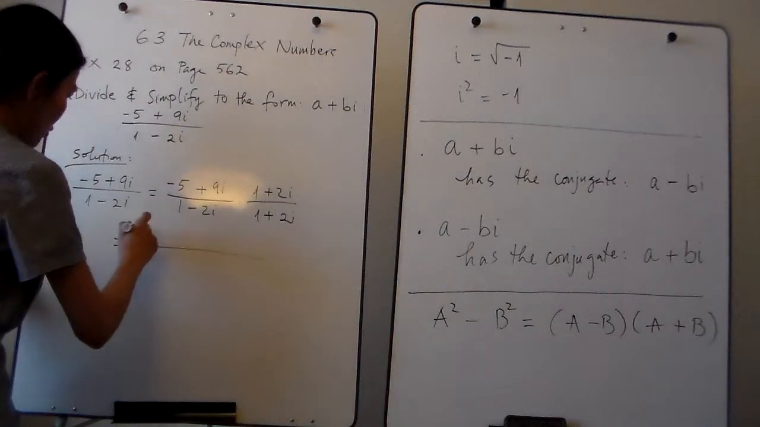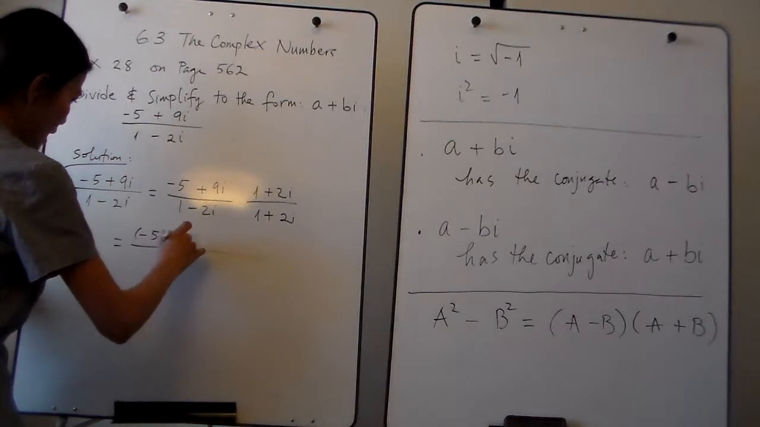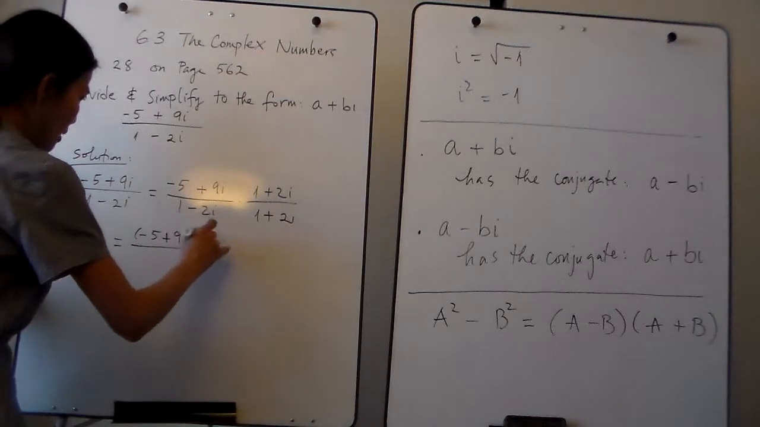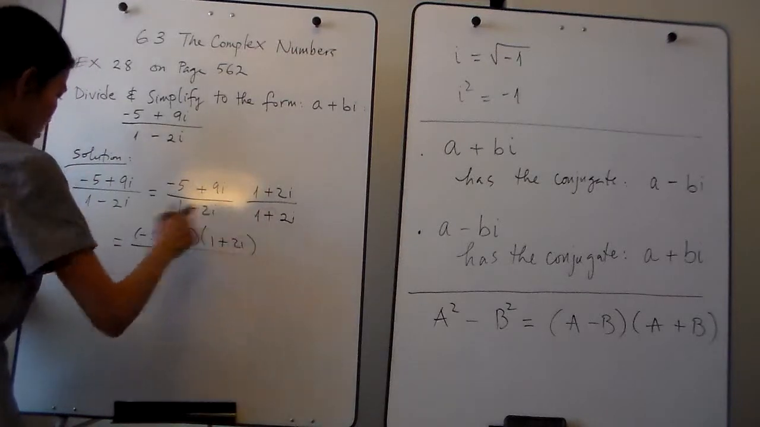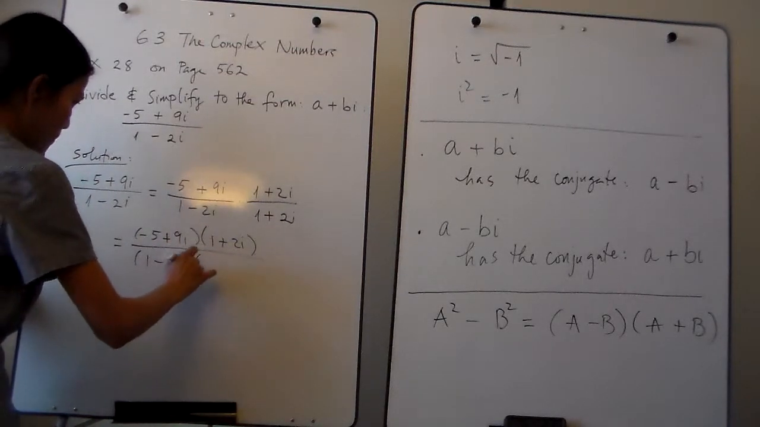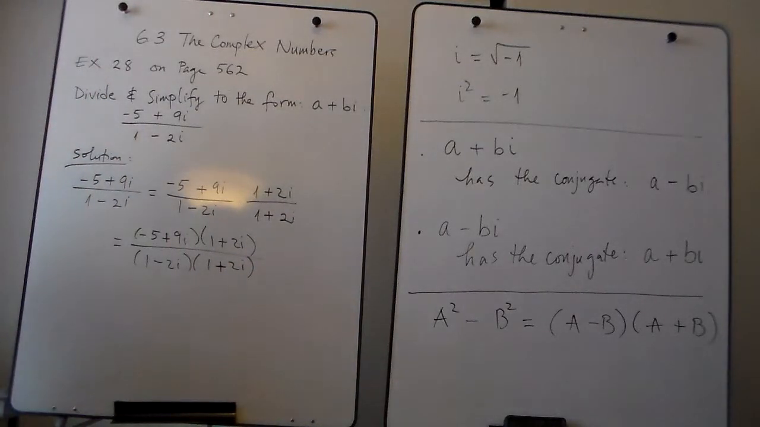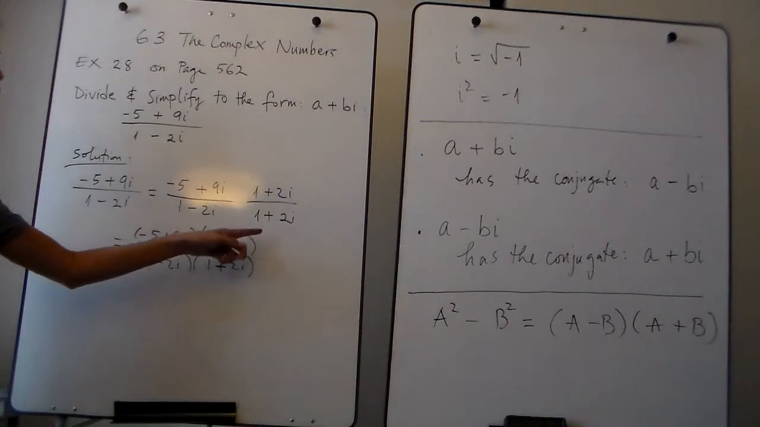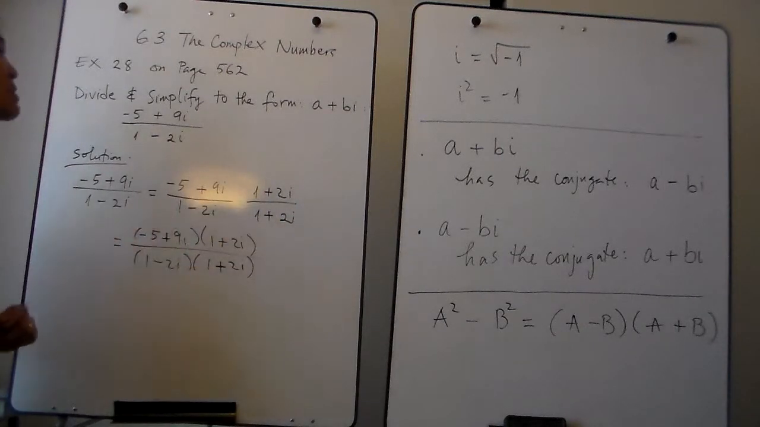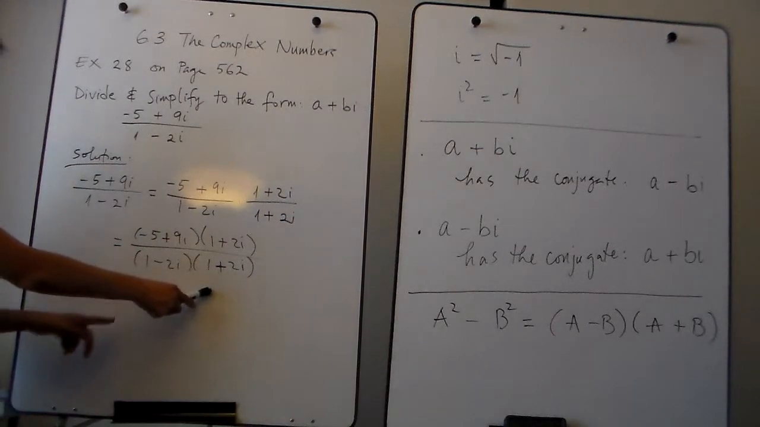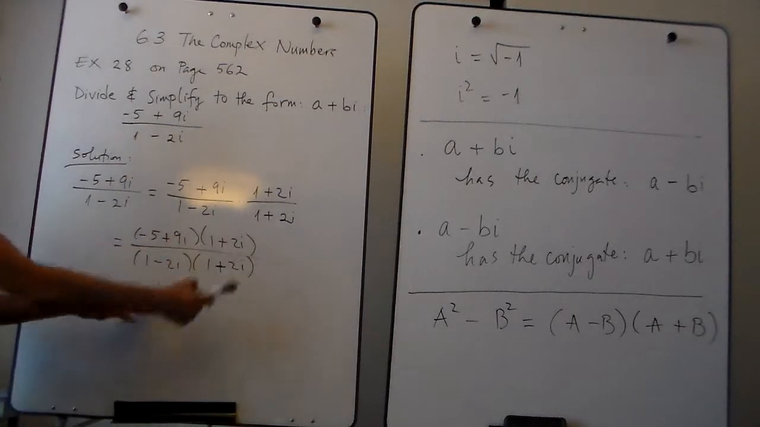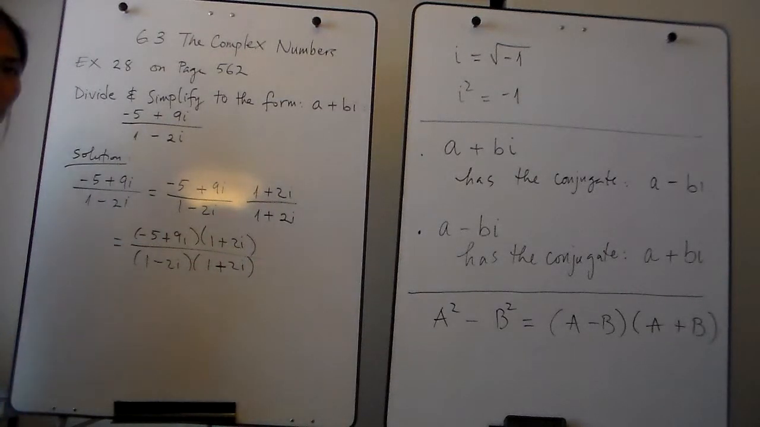Now multiply numerator with numerator. We have -5 plus 9i times 1 plus 2i. This we multiply with 1 minus 2i times 1 plus 2i. Okay? And you notice the reason we want to multiply by the conjugate of the denominator: once you have a number multiplied by its conjugate, the denominator will equal a real number, because when you multiply a complex number by its conjugate, the result is a real number.